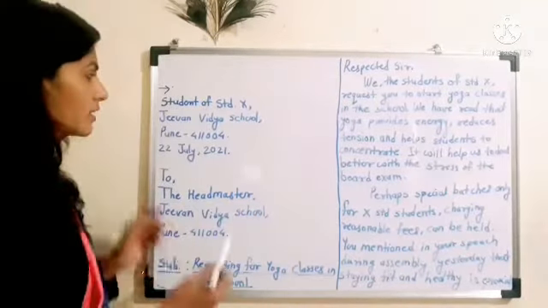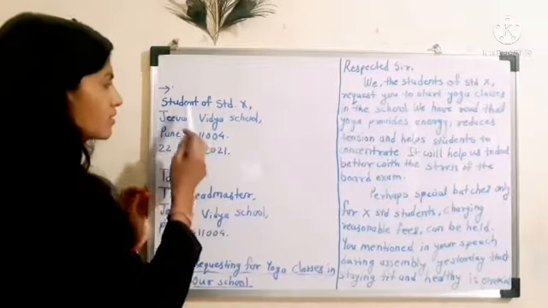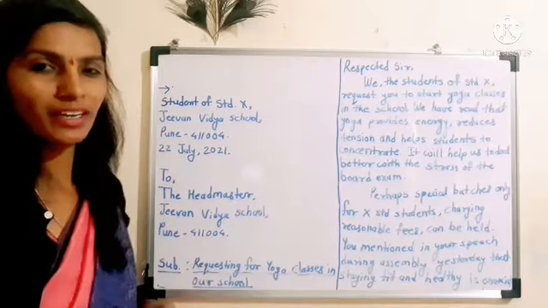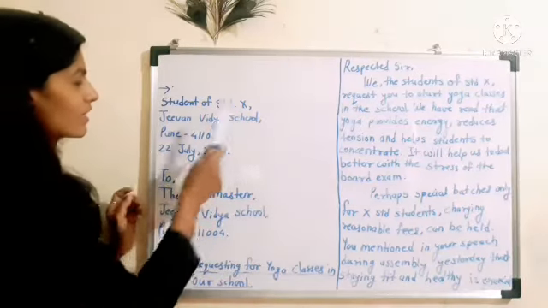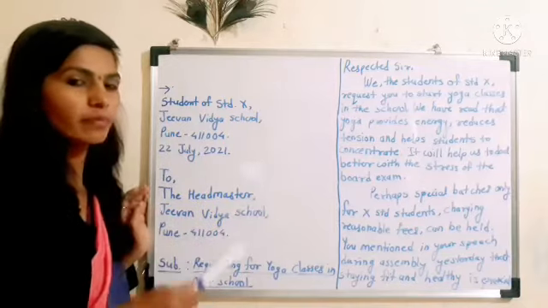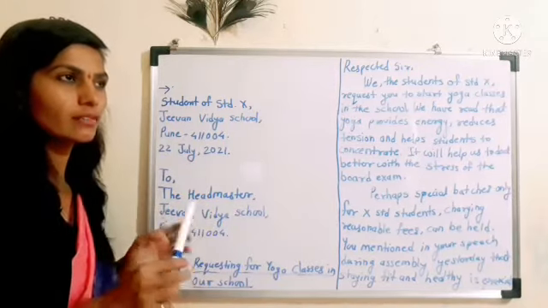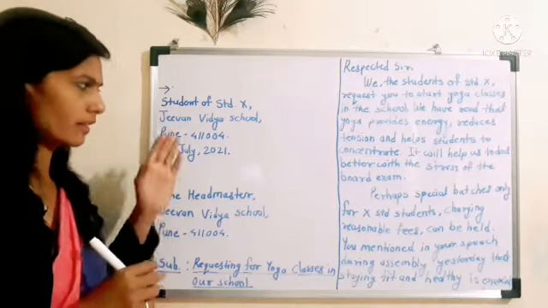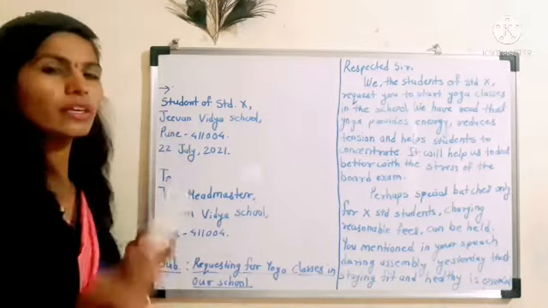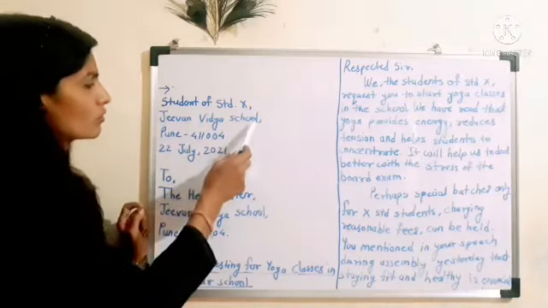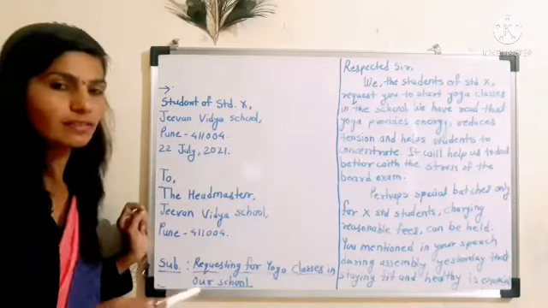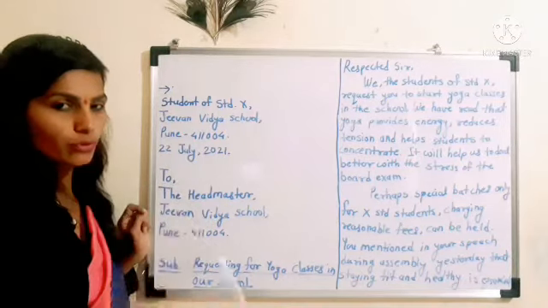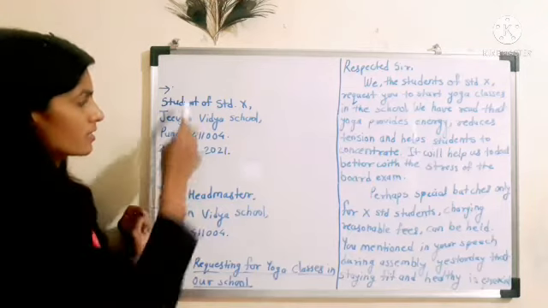So see, I have written here the sender's address: student of standard 10, because I am writing especially for 10 standard. So students of 10 standard, don't mention your name. If you are actually writing the letter in your school, then write your name here. Jeevan Vidya School, for example, I have written, and the school name, and then Pune address and pin code, and after it the date. So the date format also you should keep in your mind. This is the sender's address.